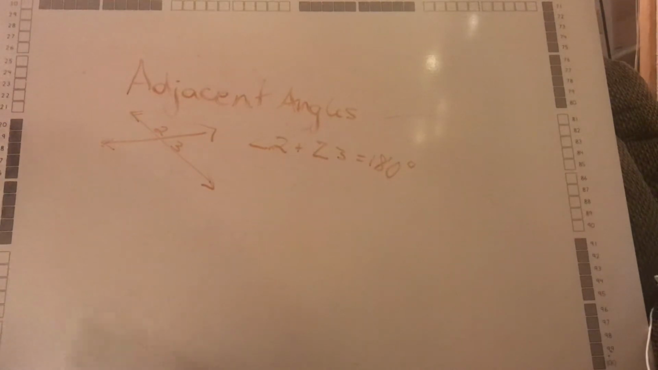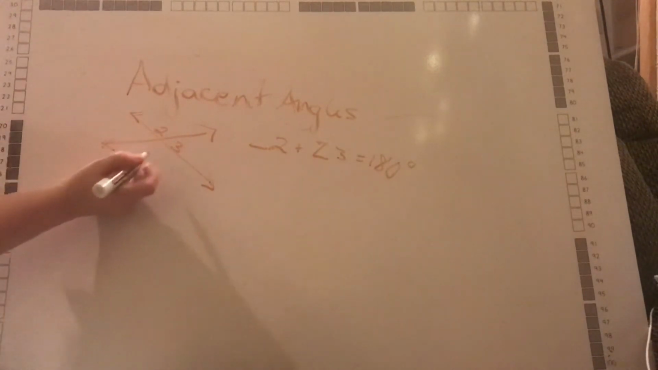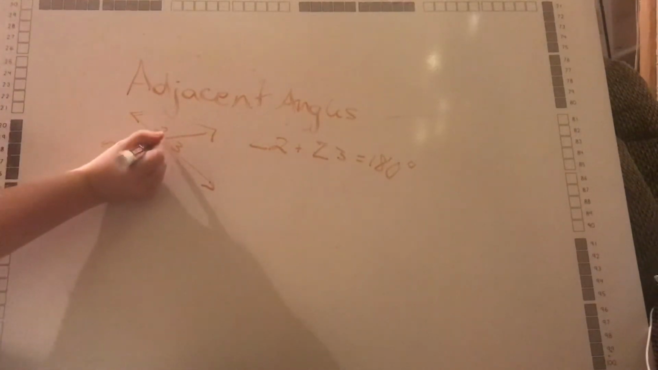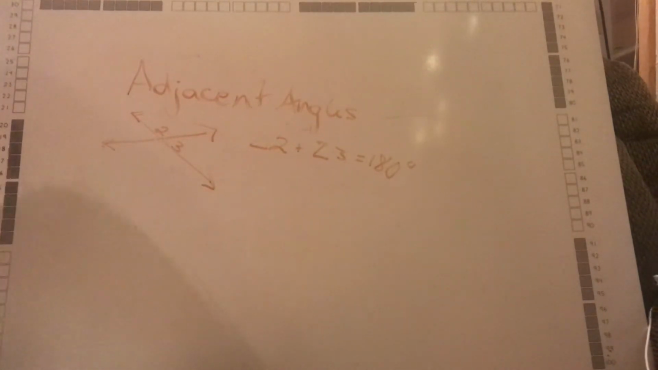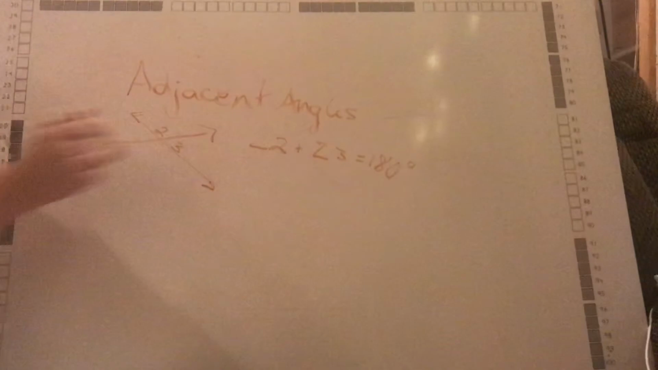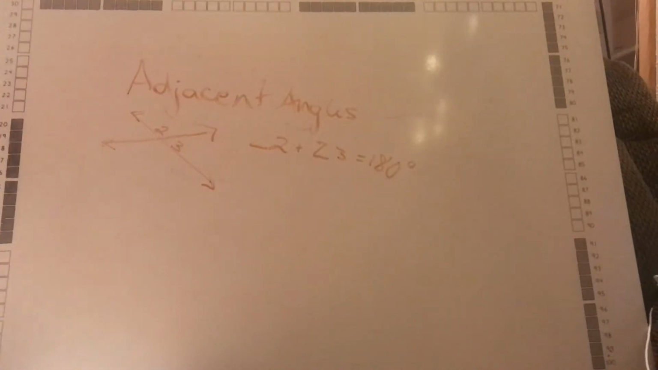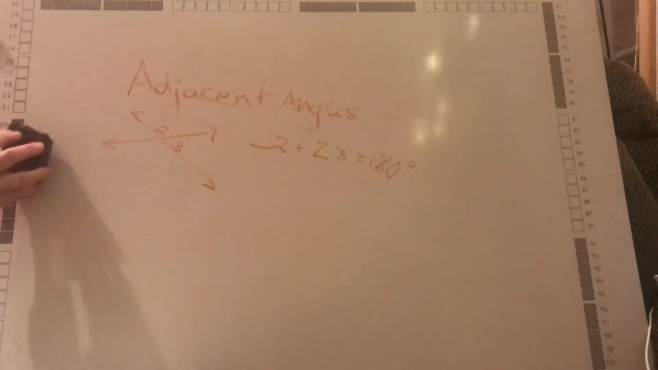Okay? They have a common vertex and they share a side. And together they make 180 degrees, which makes them supplementary. Okay?